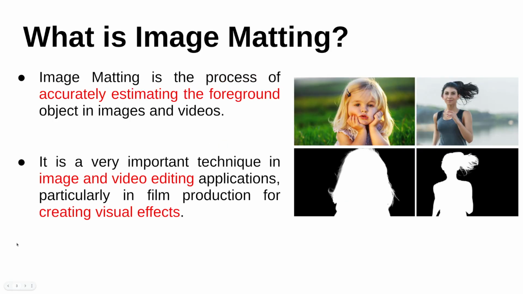Our next question is, what is image matting? Image matting is the process of accurately estimating the foreground object in images and videos. It's a very important technique in image and video editing applications, particularly film production, for creating visual effects. Here you can see images and their respective mask, or matte, I think they call it. It is much different from a normal segmentation ground truth, because in image matting we have fine objects which we need to segment really carefully.